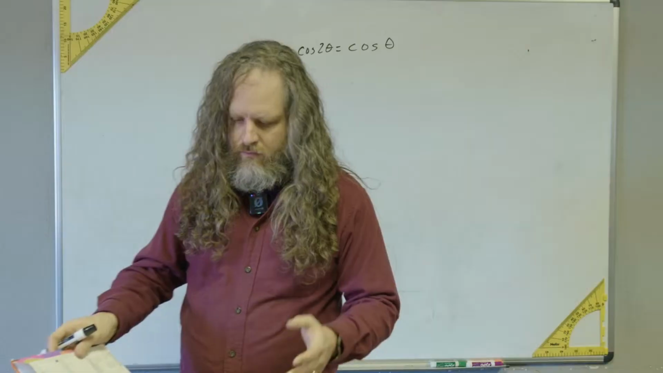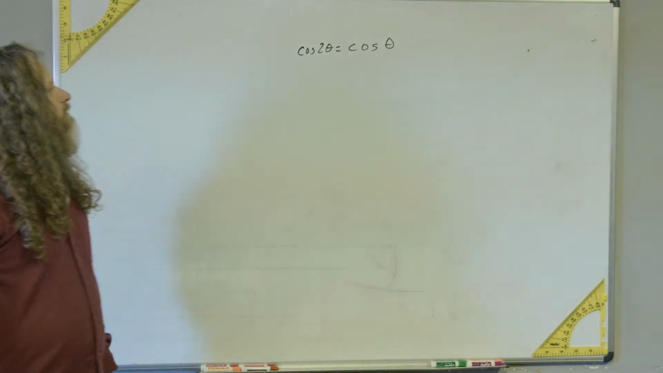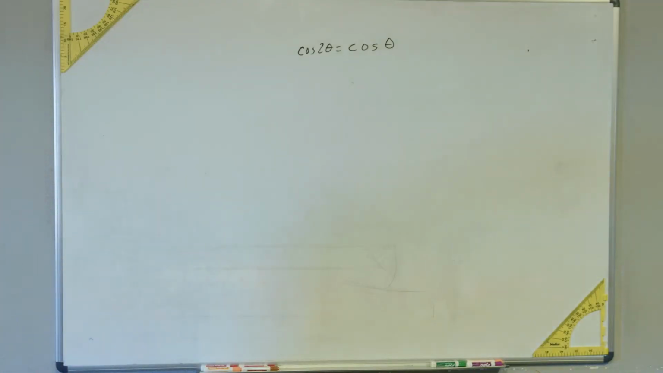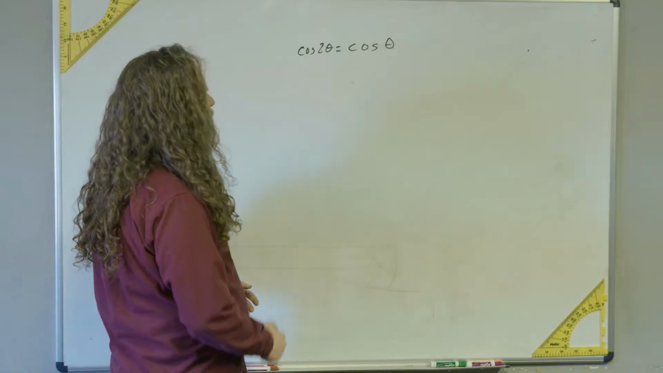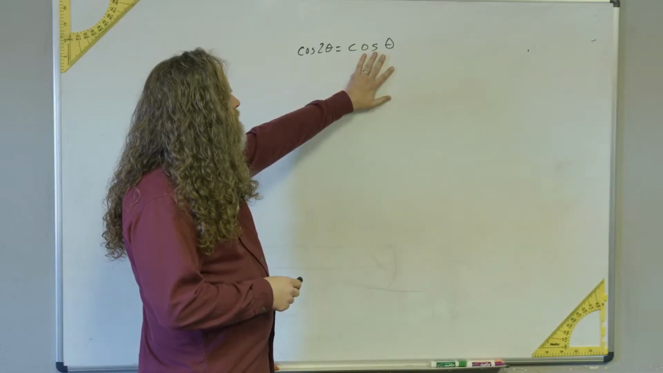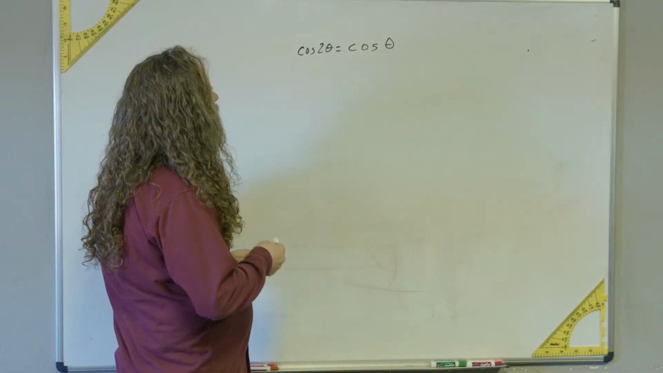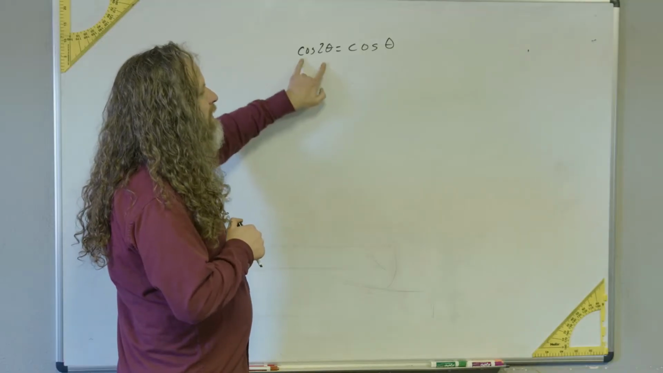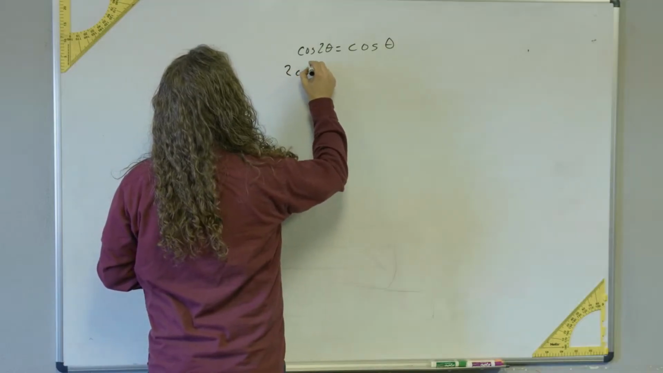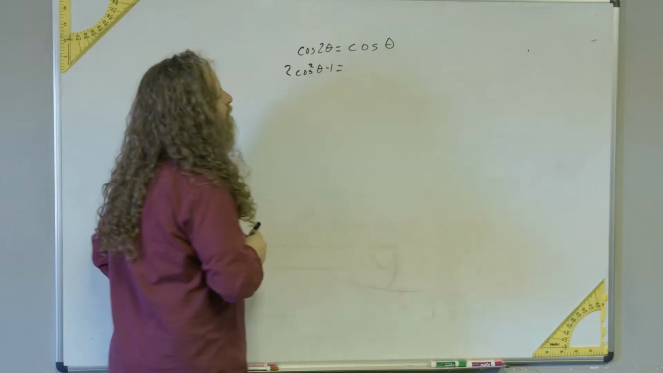All right. Cosine 2 theta equals cosine theta. Solve for theta between 0 and 2 pi. What should we do? Find the formula. Cosine 2 theta is 2 cosine squared theta minus 1, so the equation becomes cosine theta equals 2 cosine squared theta minus 1. Is that what you're telling me? Yes.